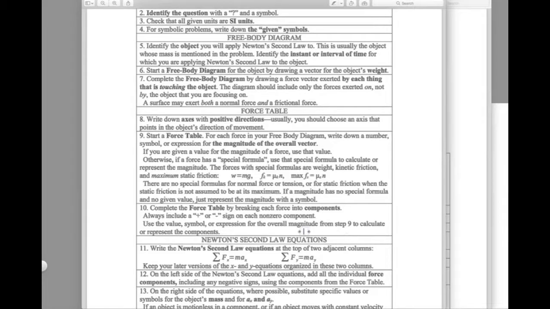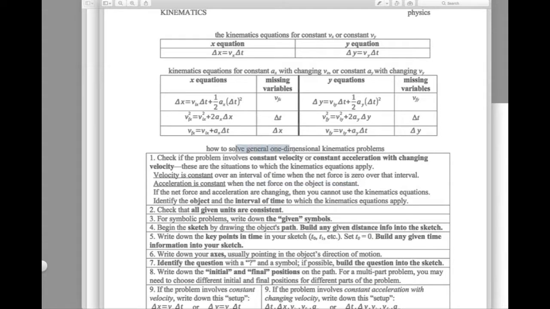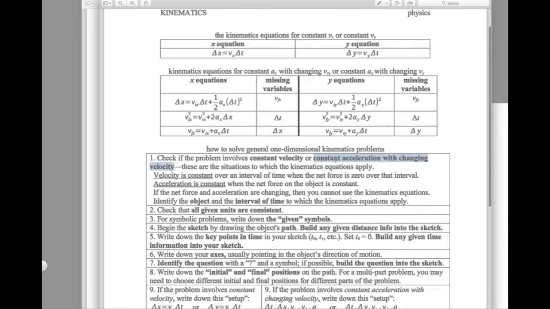Now, before we move on to the Newton's second law equations, let's remember that we're also planning to apply general one-dimensional kinematics to this problem. Now that we've finished the preliminary steps for the Newton's second law approach, now's a good time to do the preliminary steps for the general one-dimensional kinematics approach. So let's shift over to our general one-dimensional kinematics handout. We've seen there's two different types of kinematics we might apply: simple kinematics involving constant velocity, or the more common and typical type of kinematics that involves constant acceleration with changing velocity. So we have to decide which of those applies for this problem.